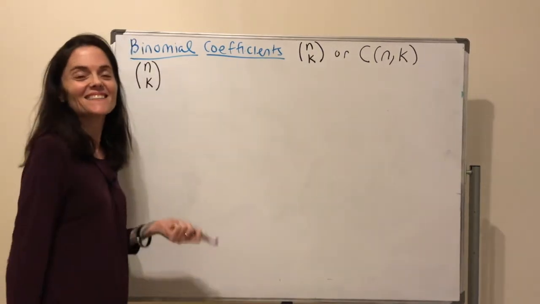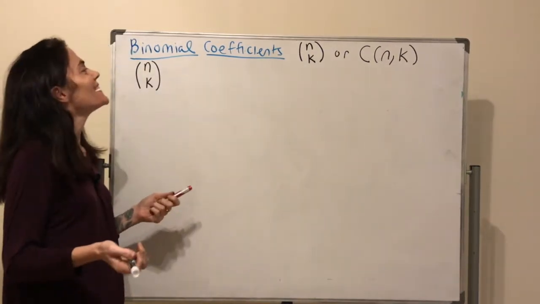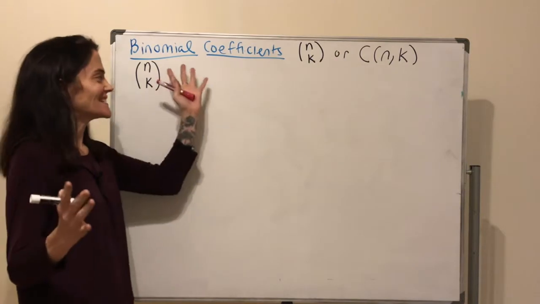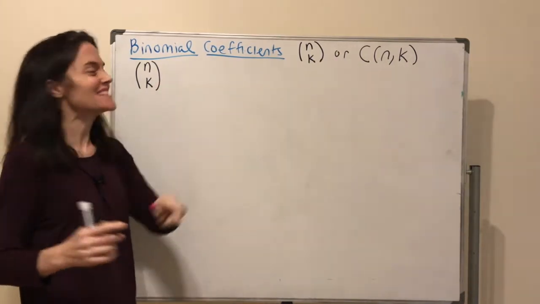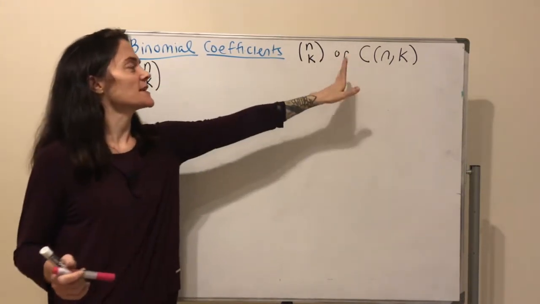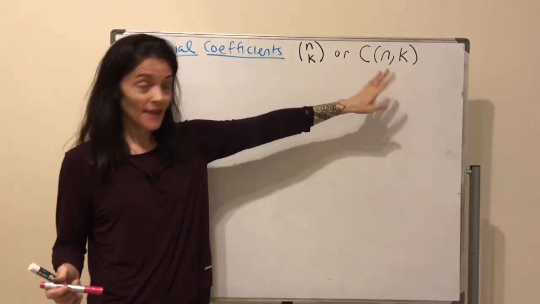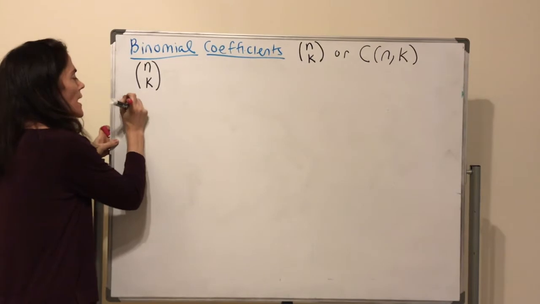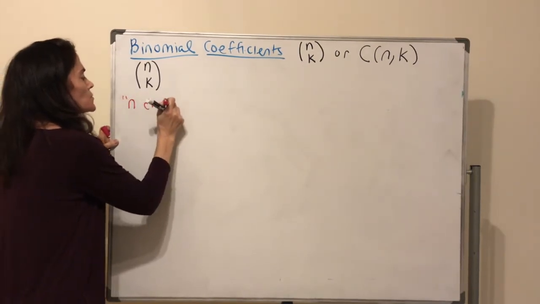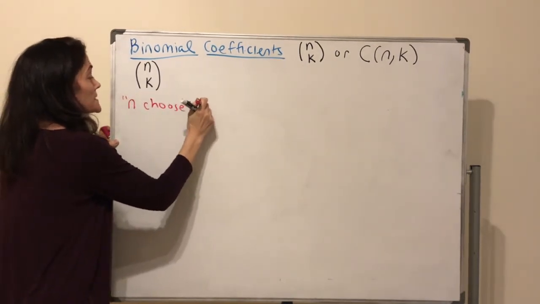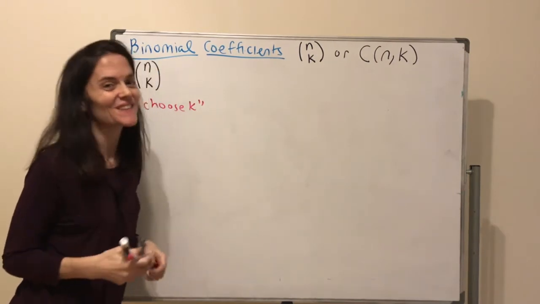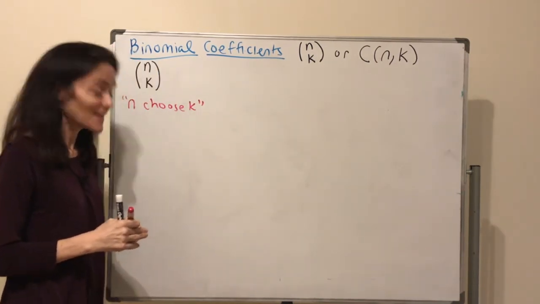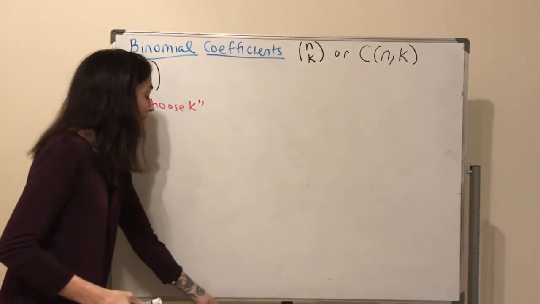Today we are counting subsets, and so to do that I need to define binomial coefficients. Here are two different notations. This C(n, k) is sometimes used, but this notation is read "n choose k", and this is primarily the notation I will use and is also used in our text.